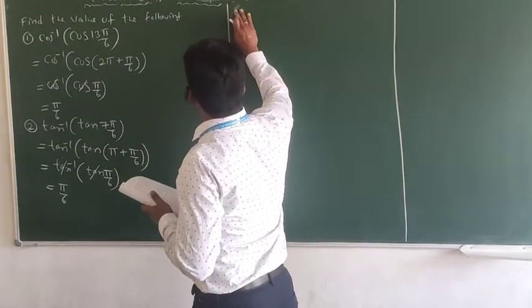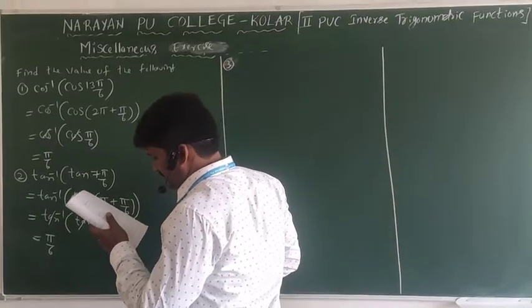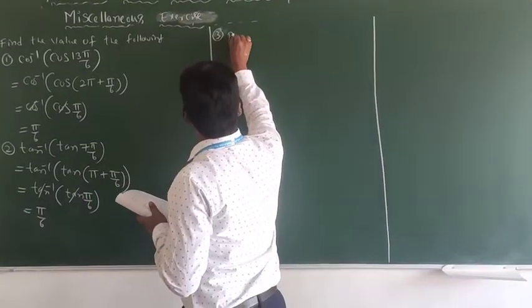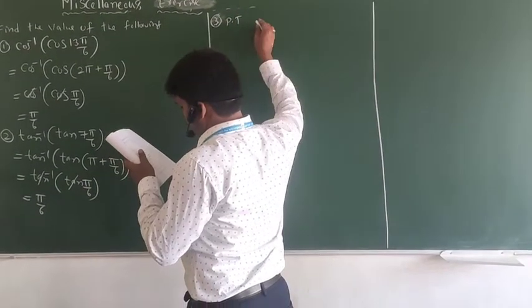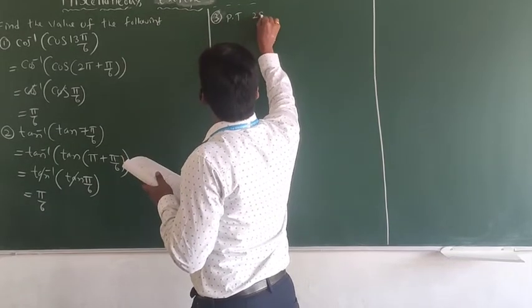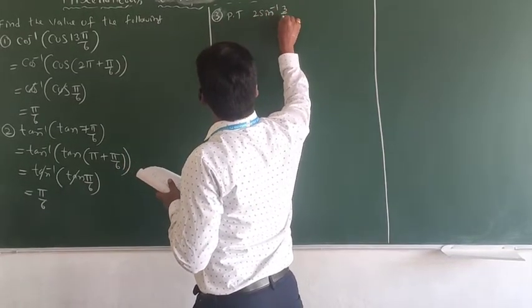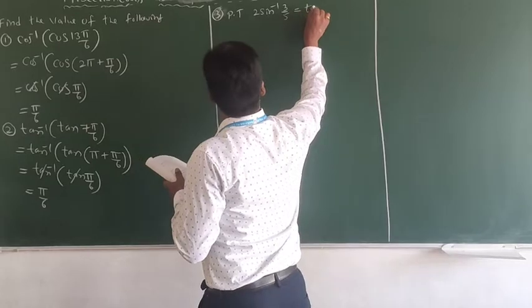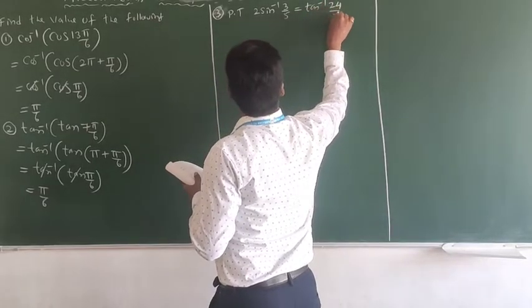Next models are other models. Coming to the third one. Prove that 2 sine inverse of 3 by 5 equal to tan inverse of 24 by 7.